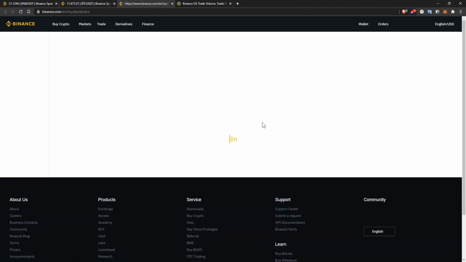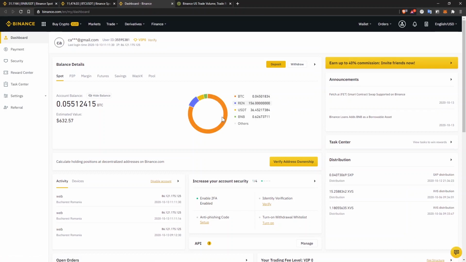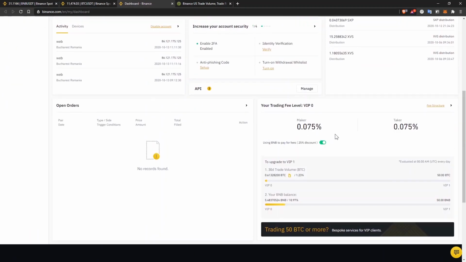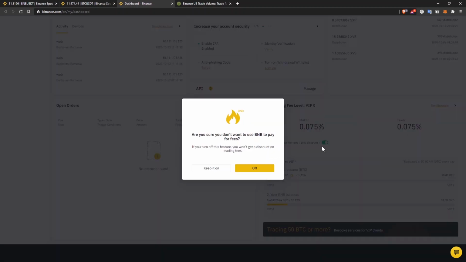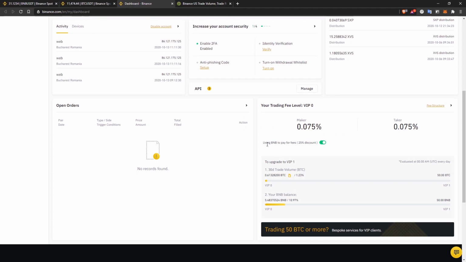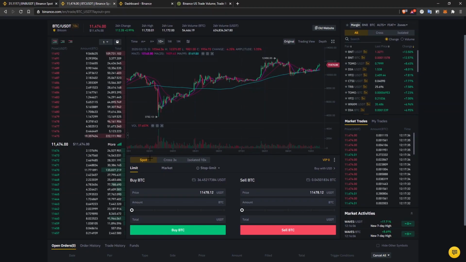But if you click on set here, and this is your dashboard, and right here you can click this, and I'll select to keep it on, and you can have BNB to pay your fees. But for that you'll have to have BNB in your account. So let's just go back and buy some BNB.